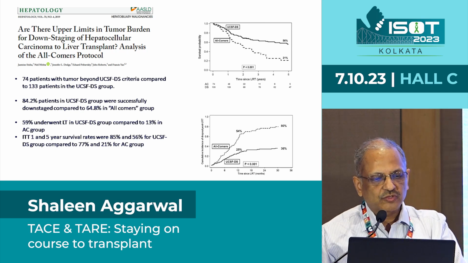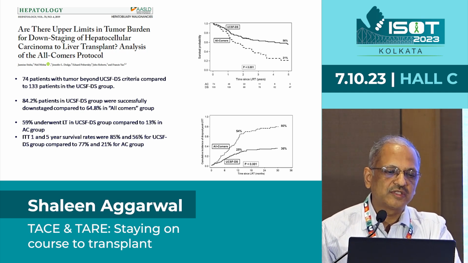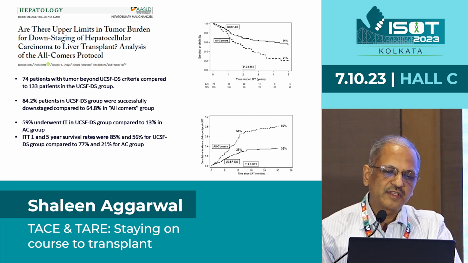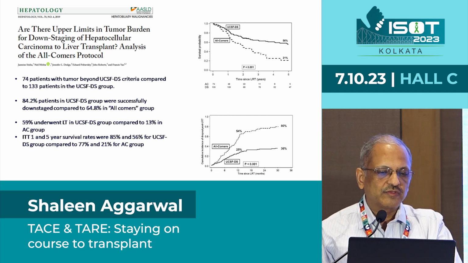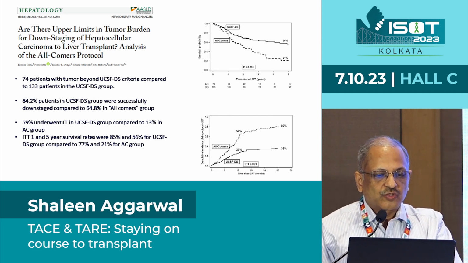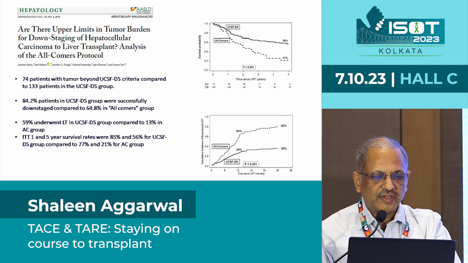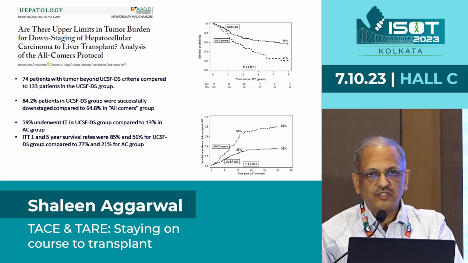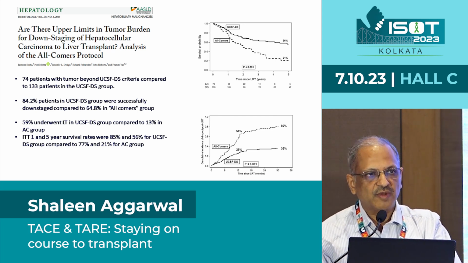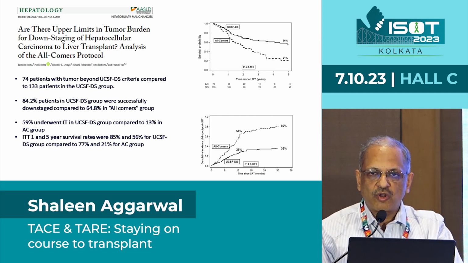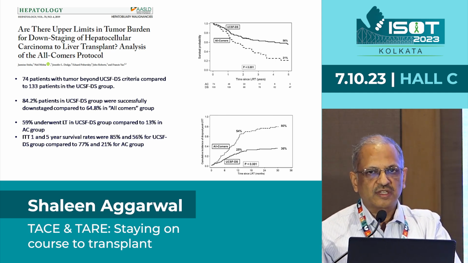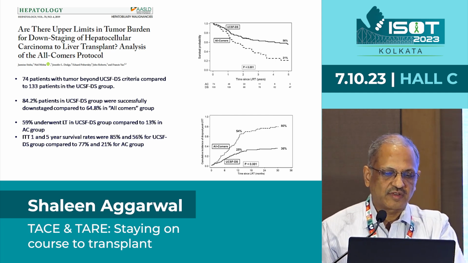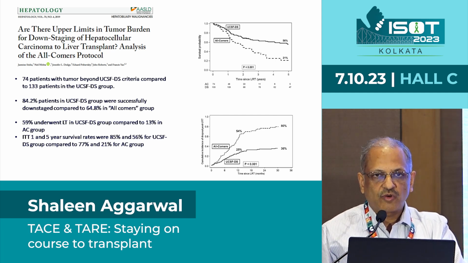And this is a study which was published in Hepatology in 2019. So they compared 74 patients who were within UCSF downstaging criteria with those which were beyond, what they call the all-comers. So one, the success of downstaging was significantly lower, 64% compared to 84%. And then finally, only 13% of the all-comer group could undergo a transplant because the tumor progressed while waiting in the all-comer group compared to the UCSF downstaging criteria, which actually, I will say again, are more or less similar to the standard UCSF criteria. And obviously, the survival outcomes were also much poorer.